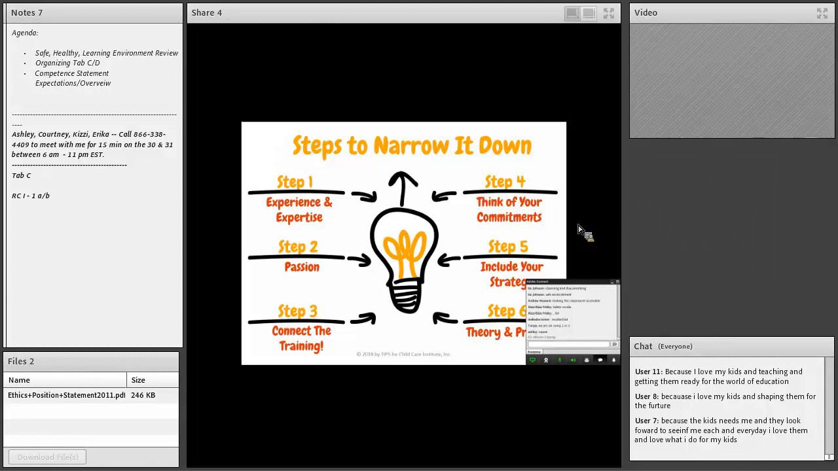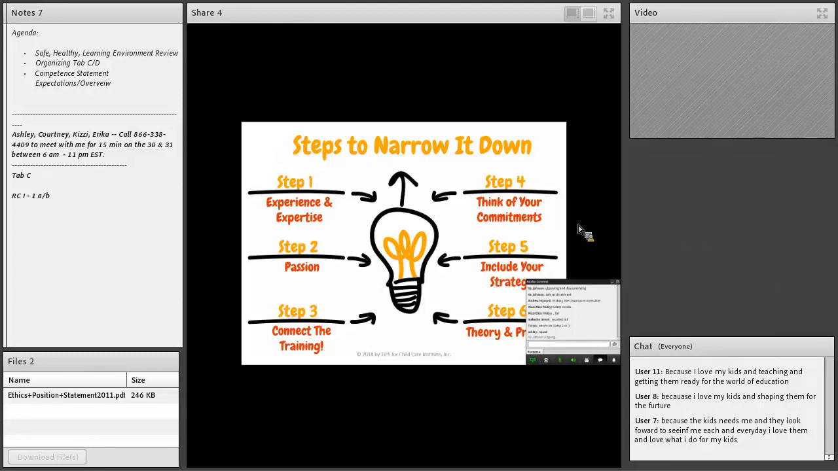Step 4, think of your commitment to the children, the commitment to the family, to your employers. So you want to start thinking about commitment and what commitment looks like. When you're in that environment, you're committed to keeping the children safe. What does that look like? Why is that a commitment for you? You're committed to contributing to the nutrition and the physical well-being of that child. Why is that important to you? Why is that a commitment?